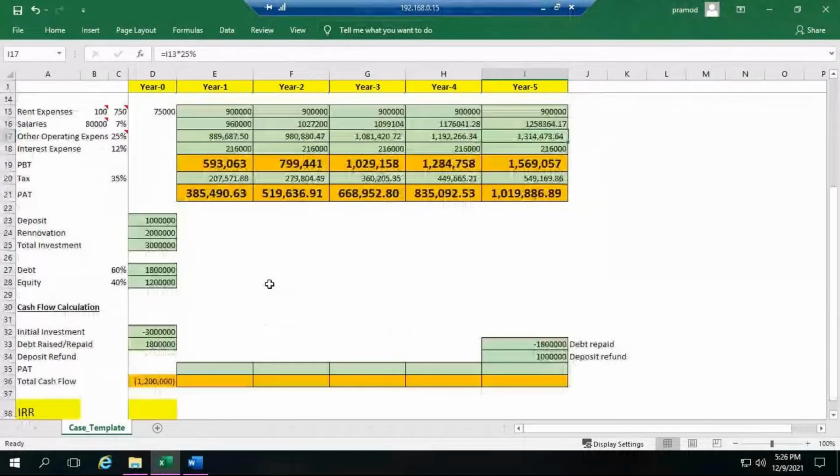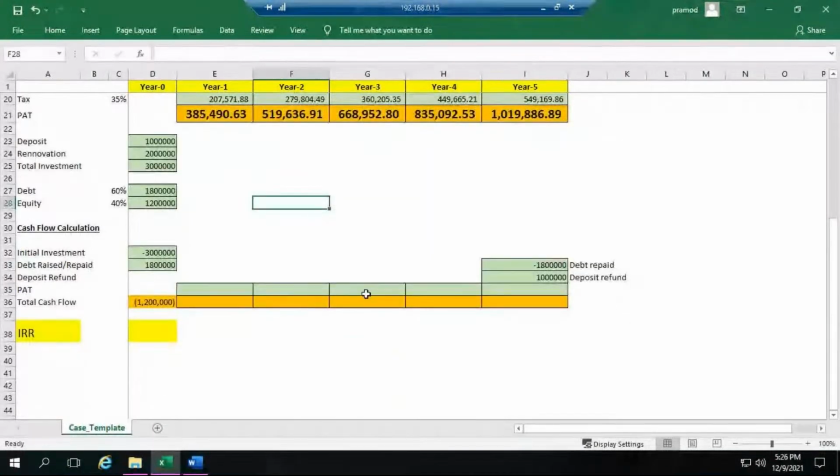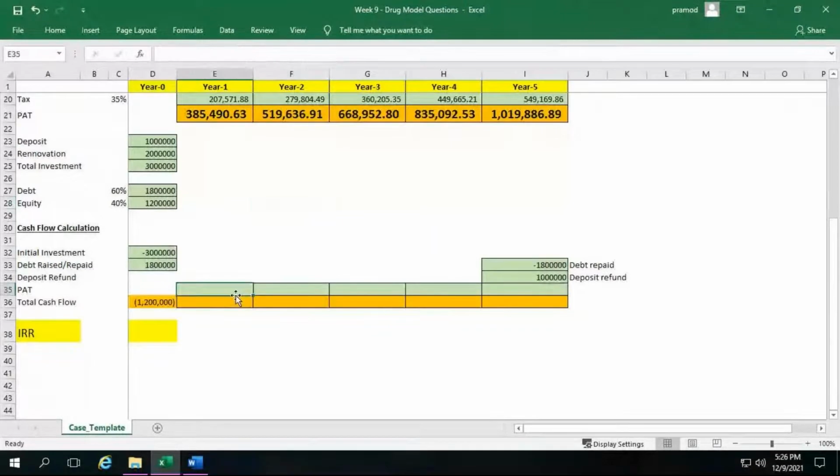So next is PAT. As I have PAT here, I'll just take the same PAT amount in the cash flow, then drag it. Then total cash flow. As usual, you just drag the formula.